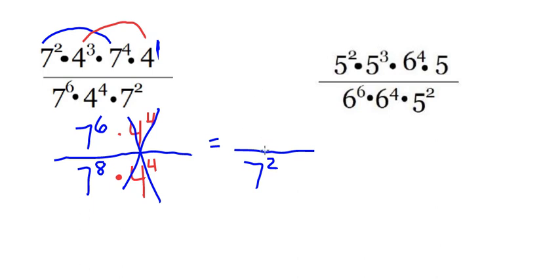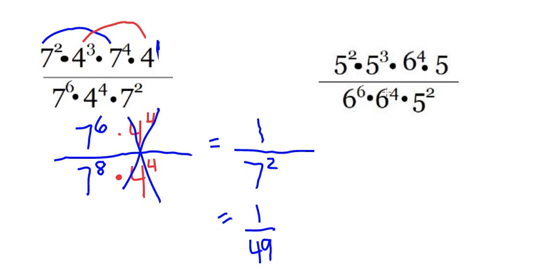So now all I have is 7 squared. It's in the denominator, so I know I need a placeholder of a 1 in the numerator there, and my final answer is 1 over 7 squared. Well, 1 over 7 squared is the same thing as 1 over 49, so just be aware it could appear either way there.